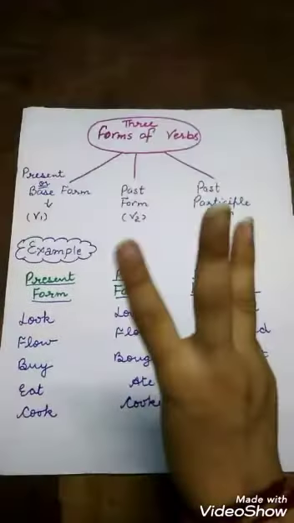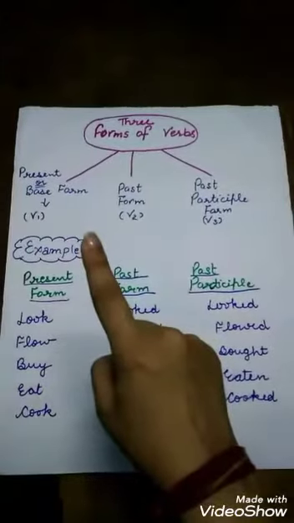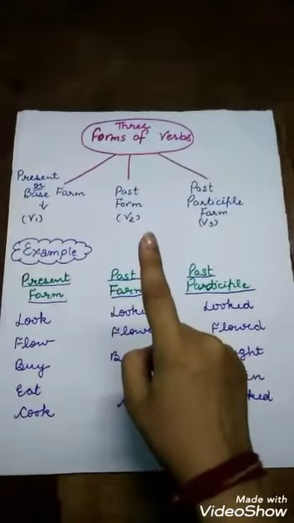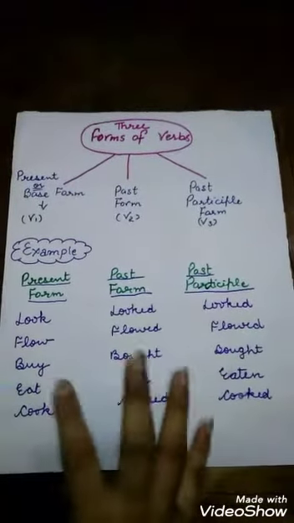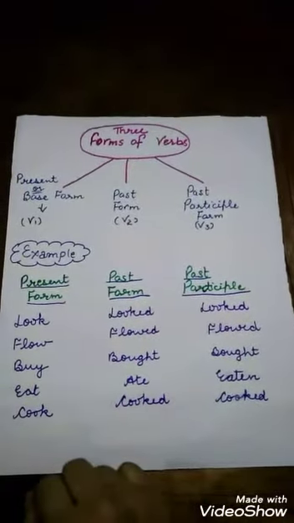Now verb has three forms: base form of verb, past form of verb, and past participle form of verb. Now take a minute and read out the following examples.